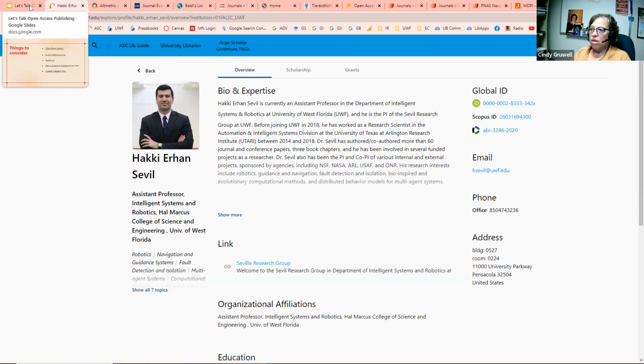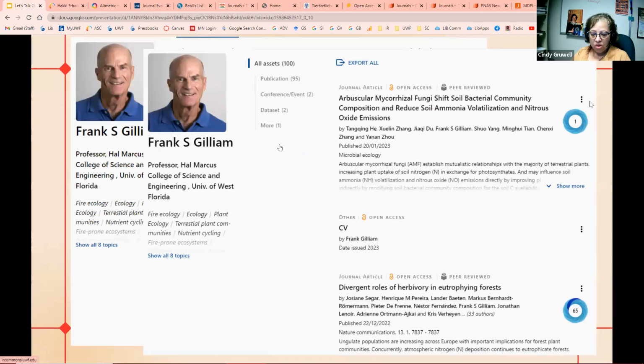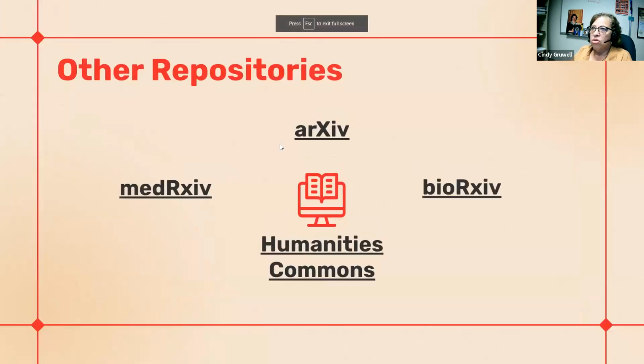The reason that I bring this up is that our repository is a place for you to put a copy of your work that is permanent and available to everyone. There are other repositories which I've mentioned. These are just a few of those that some people choose to put their works in, whether they're preprints or accepted manuscripts. We prefer, of course, that you put it in our repository.